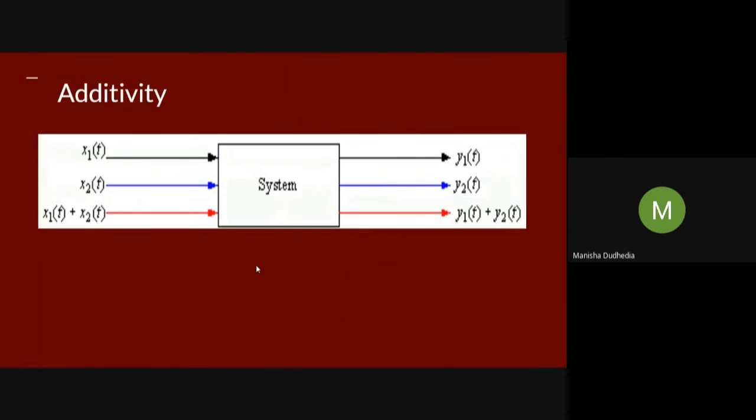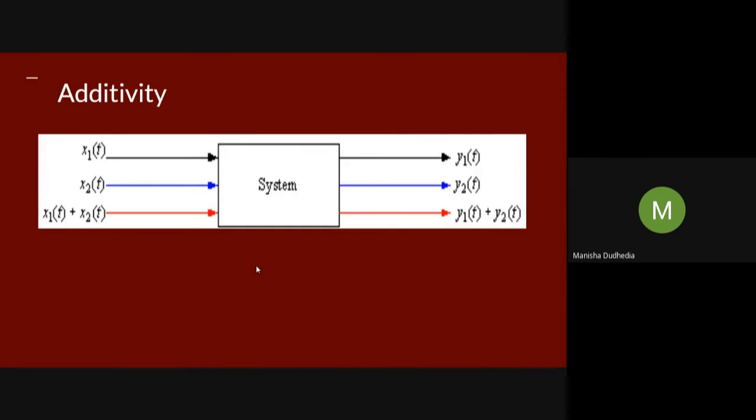Now, we have a system wherein we are performing an experiment. This experiment has an input x1 of t, which results in a particular output y1 of t. Then there is a second experiment, x2 of t, which results in an output y2 of t. And the third case is where we are adding the two inputs. That means we are clubbing the two experiments together, and we are now giving the input as x1 of t plus x2 of t, which results in the combination of the outputs that we achieved in the first two experiments. If this case is satisfied, we say that it is an example of additivity.